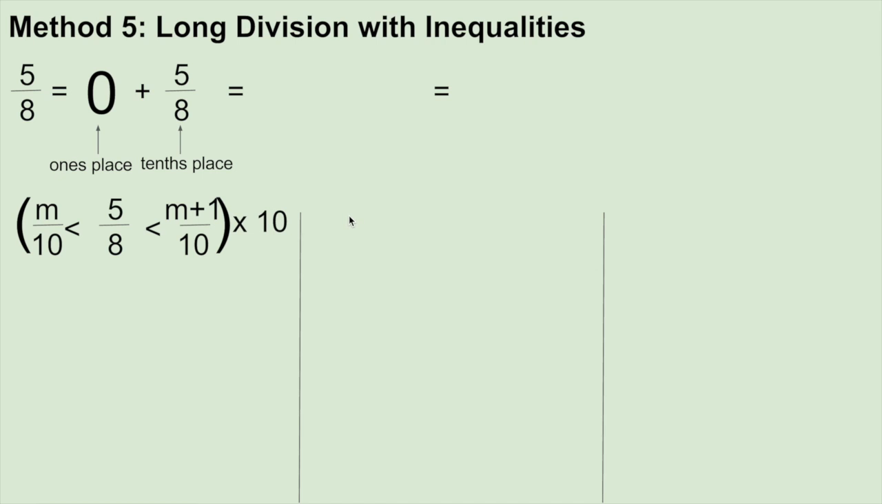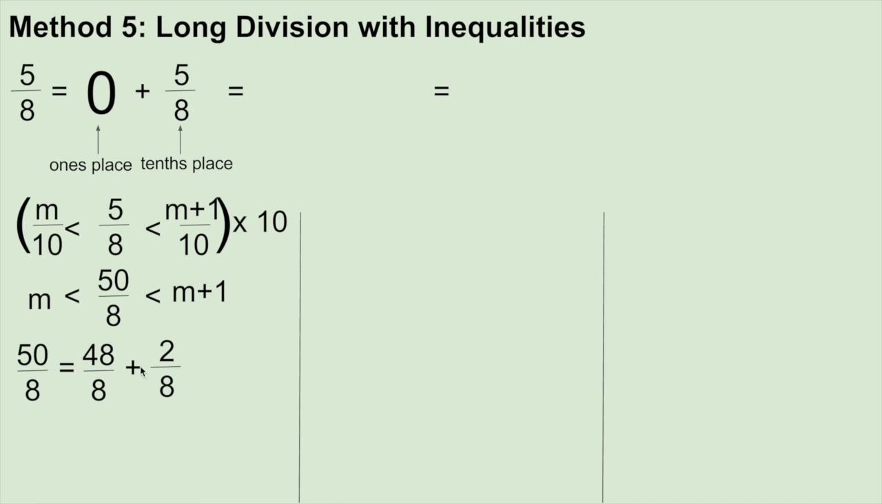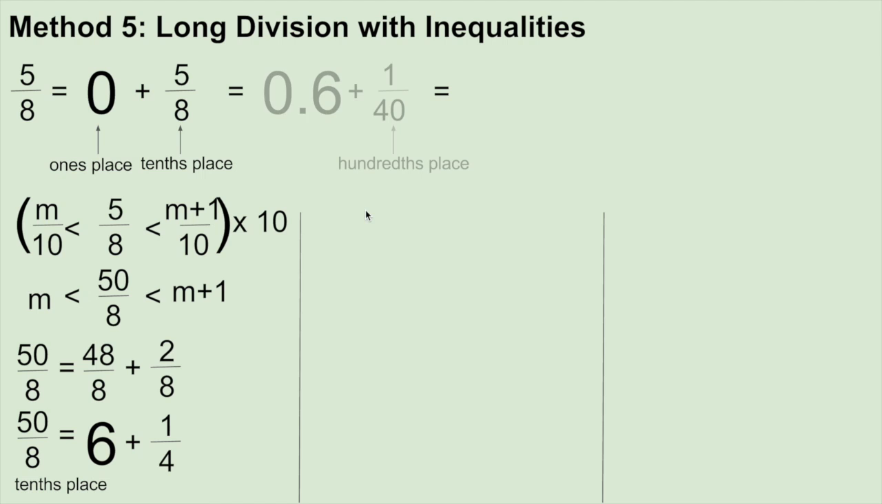And then we multiply by 10 to get rid of the denominators that are 10. And remember, we're working to find the tenths place, and we're working with tens, so this is all going together. Well, 5 times 10 is 50. So we get m is less than 50/8, which is less than m plus 1. And then we break down 50/8, just like we did at the beginning here, into 48/8 plus 2/8. 48/8 is the same thing as 6. And 2/8 is the same thing as 1/4. So this 6 tells me what goes in the tenths place. So now we have 5/8 is equal to 0.6 plus 1/40th.